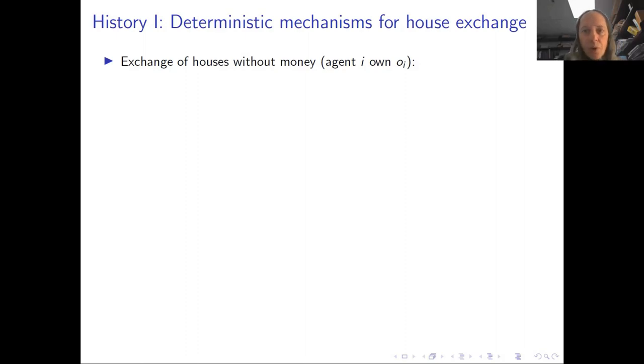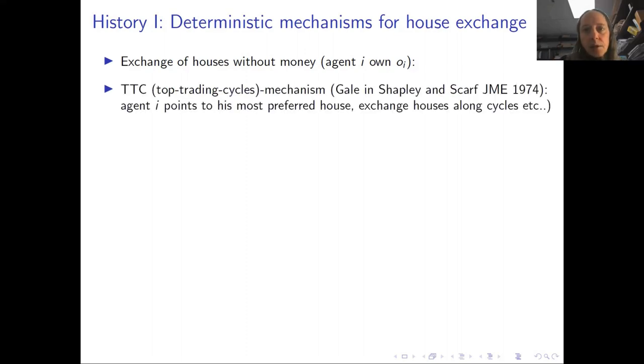I will just say a little bit. What is known about deterministic assignments? This might be interesting for people who don't necessarily know it. Originally this started with exchanges of houses, without money, where any agent just owned one object. I owned o_i. And then the top trading cycles mechanism is a well-known solution. So, are there people who don't know this?